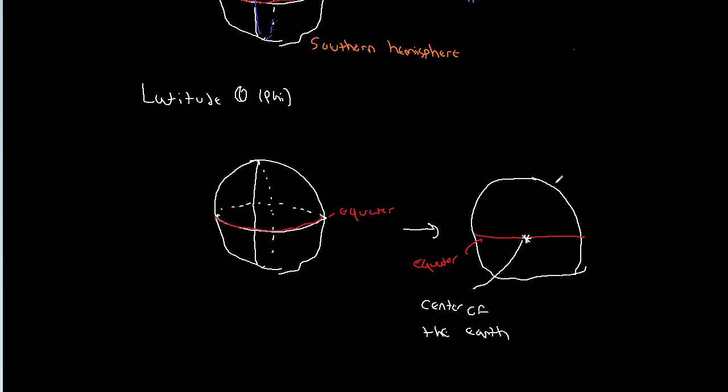Right, and you as a person are standing, say, right here on the outside. This is you. Let's make that a different color. How about we use blue? So this is you. So we have the equator, the center of the Earth, and you.